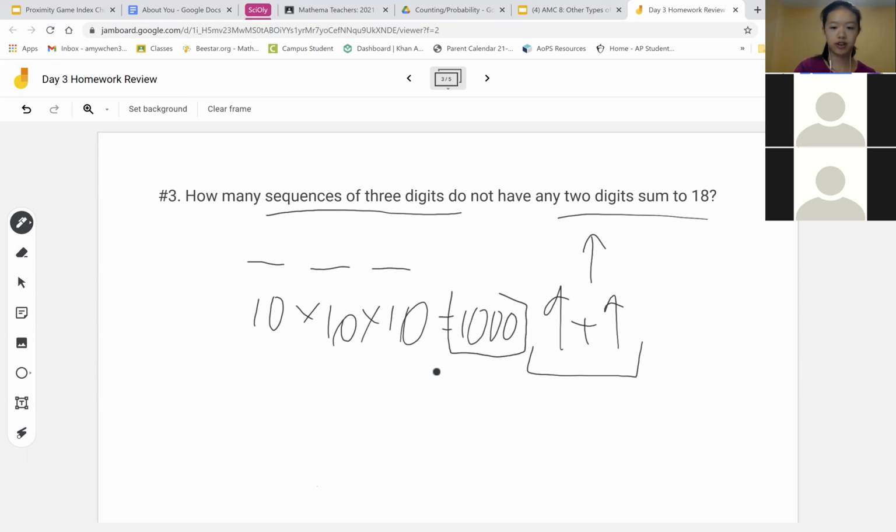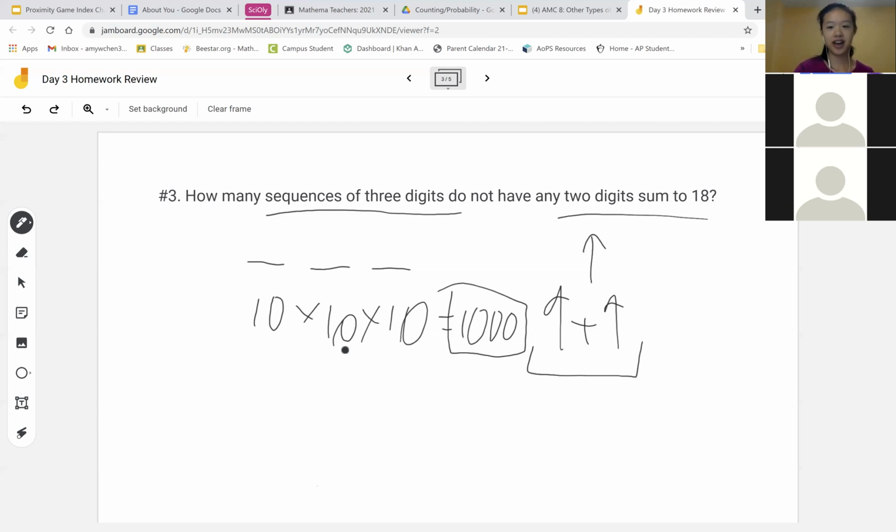So now we just need to find how many sequences do have it. The first digit actually can be 0 because in this case, it just says sequences of 3 digits. It doesn't say it's actually a 3-digit number. So it's okay for 0 to be the first digit in this case. Yeah, a little bit confusing. Sorry.